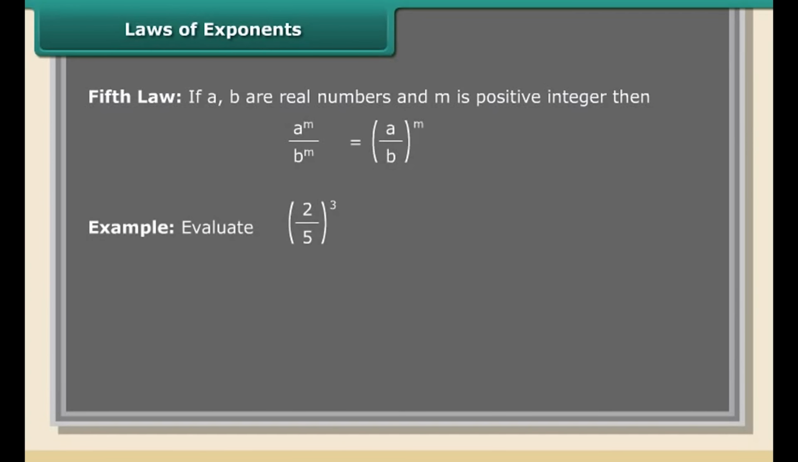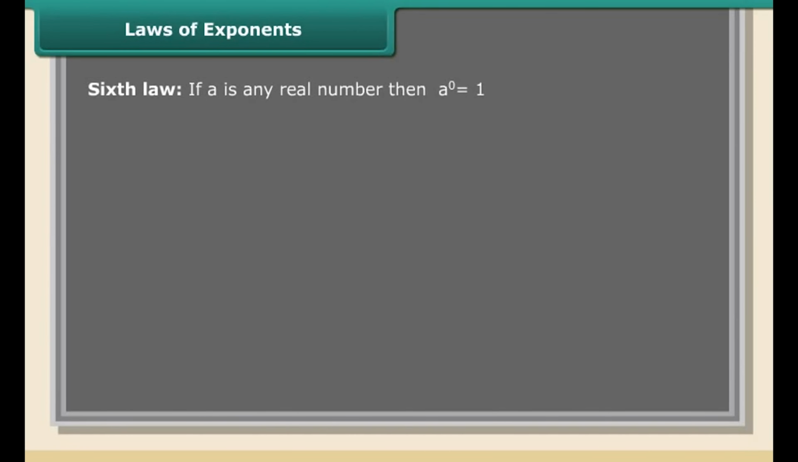Example. Evaluate (2/5)^3. Solution. (2/5)^3 is equal to 2^3 upon 5^3, which equals 8 upon 125. Sixth law. If a is any real number, then a^0 is equal to 1.